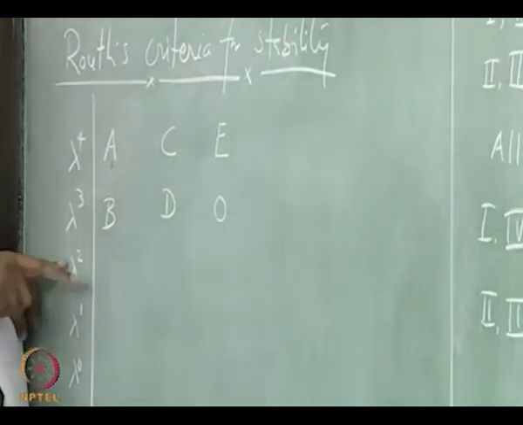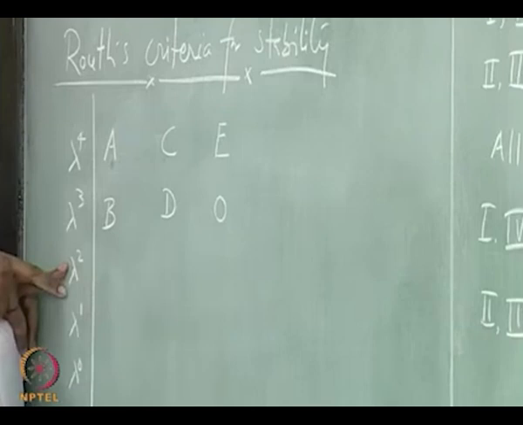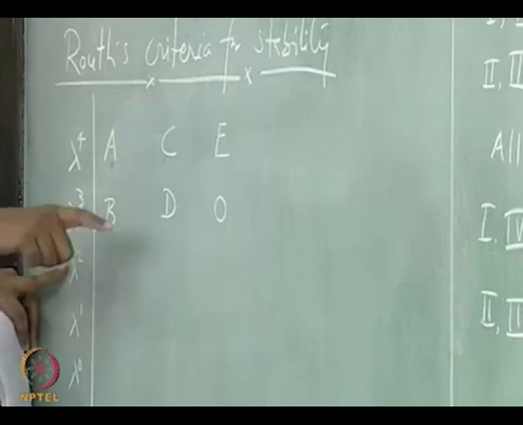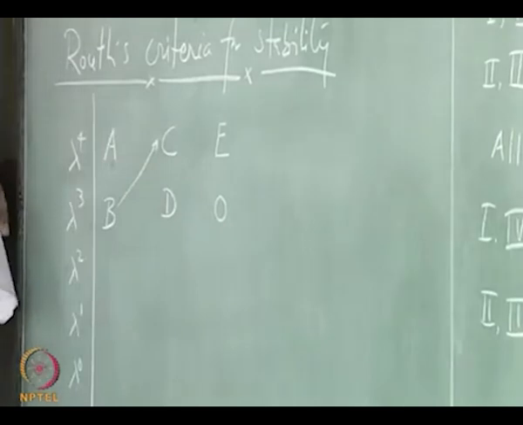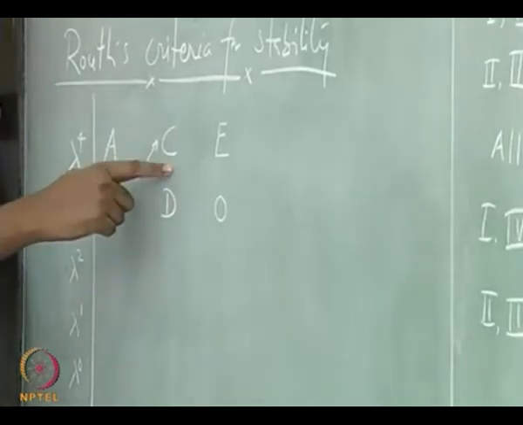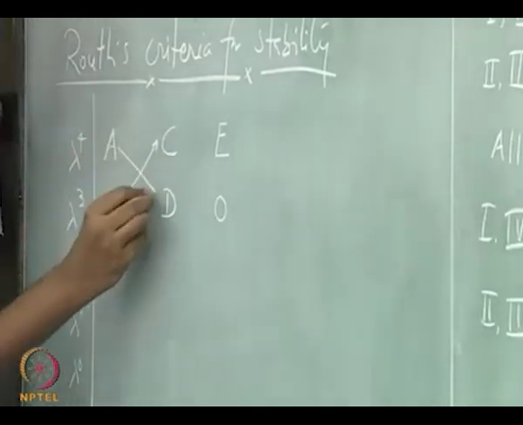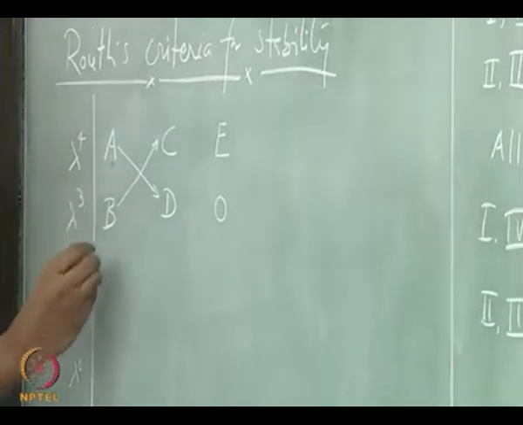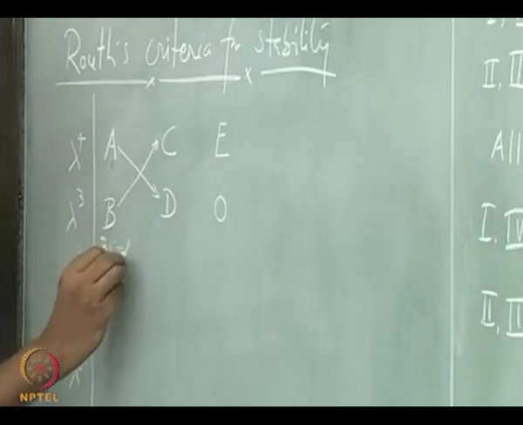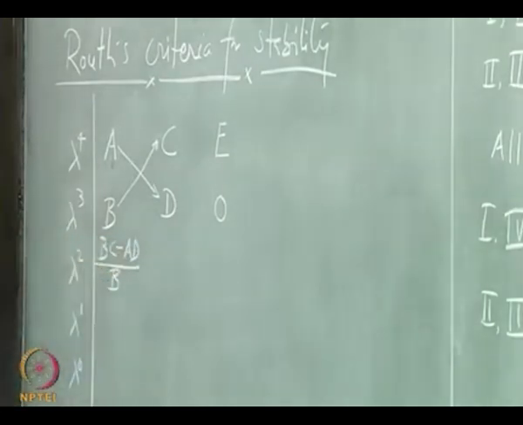To get the first term of this row, what you do is you multiply this element with this element and subtract the product of this element and this element and divide by this. Okay. So, this term is BC minus AD over B.